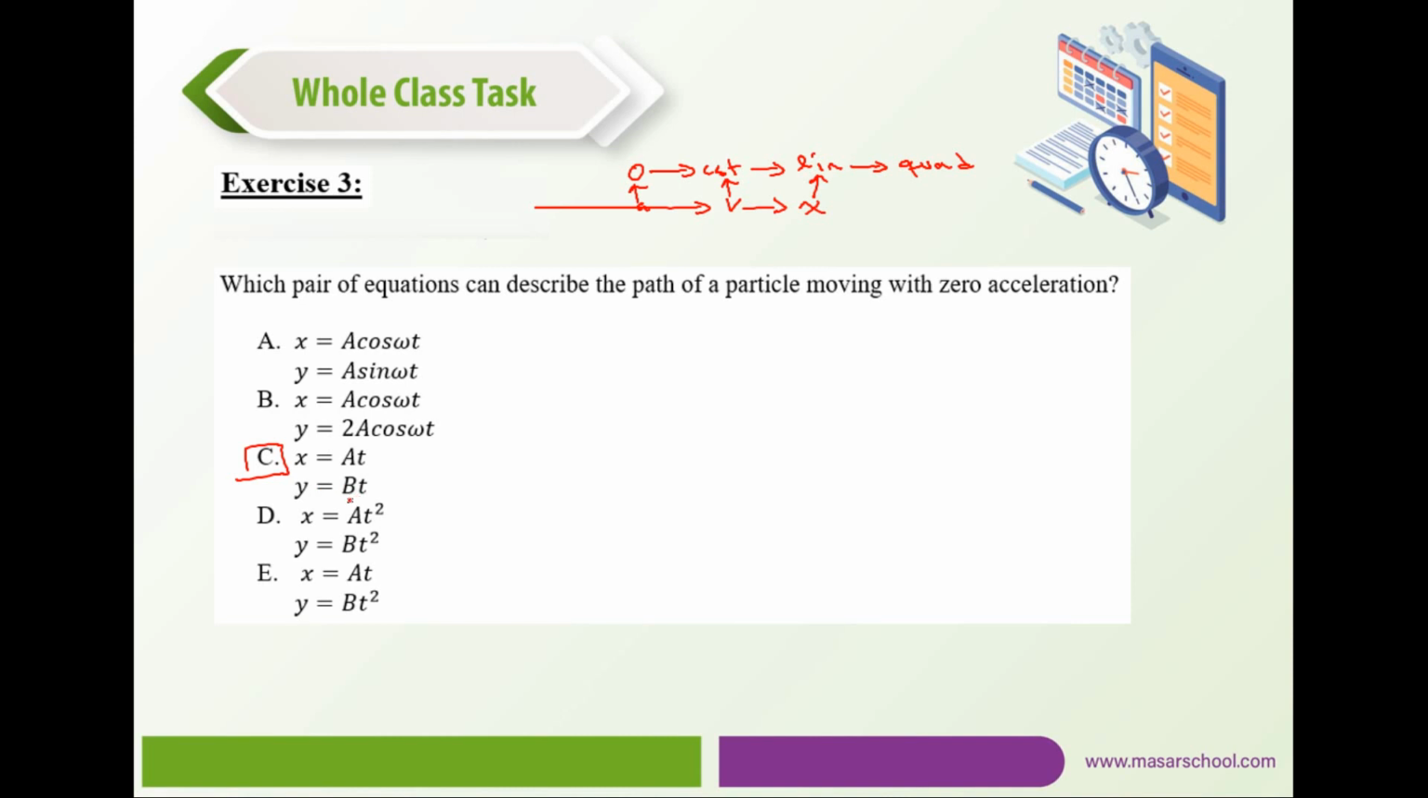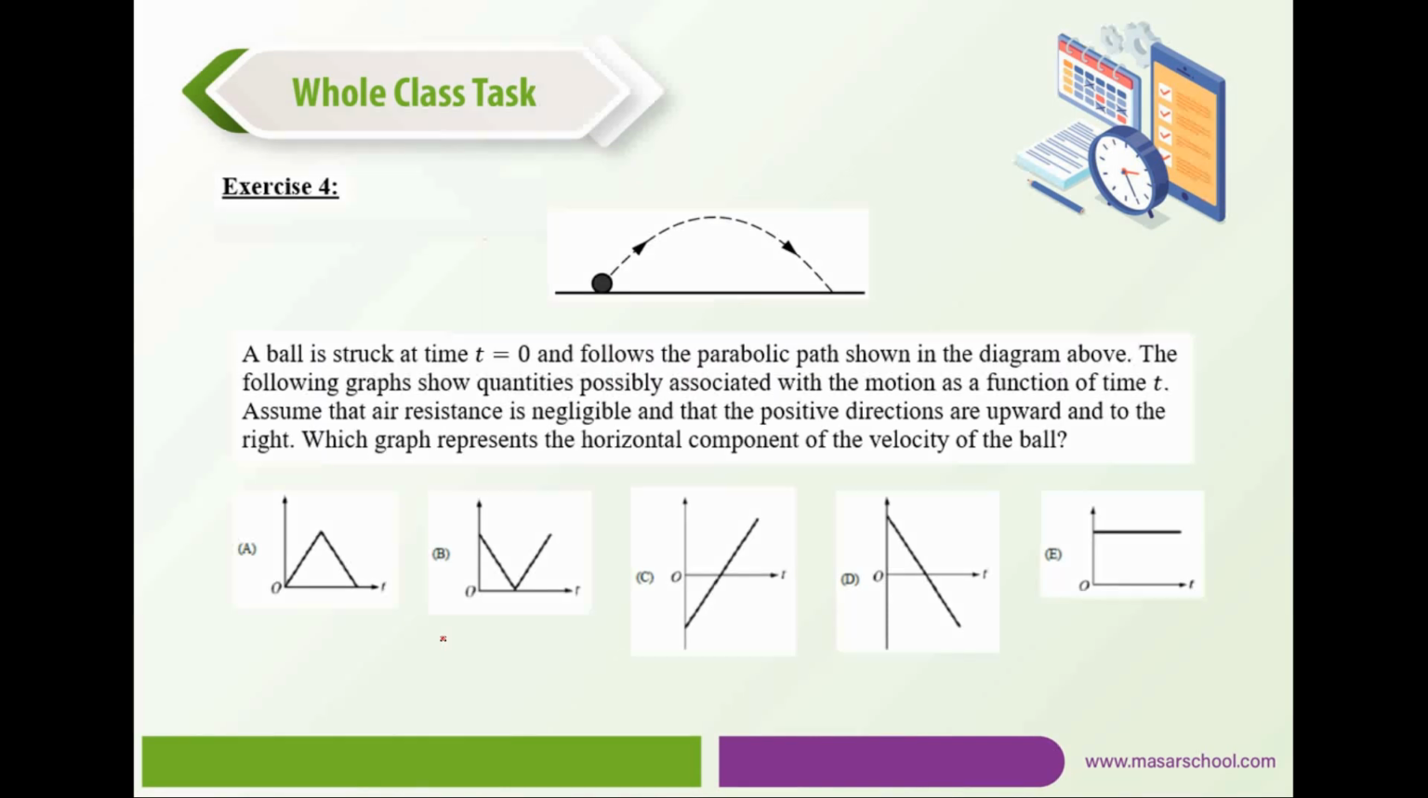Now exercise 4, a ball is struck at time t is equal to 0 and follows the parabolic path shown in the diagram above. The following graph shows quantities possibly associated with the motion as a function of time t. Assume that air resistance is negligible and that the positive directions are upward. This is important. Positive is up. Why is this important? Because this is gonna put a condition on the sign of the acceleration. Positive is up, gravity is down, then AY is given by minus g.